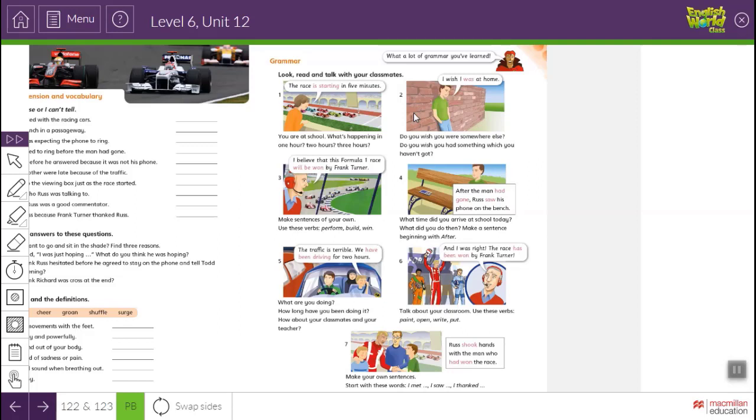Look, read, and talk with your classmates. In the first picture, the race is starting in 5 minutes. Here we are using present continuous, referring to the future. You are at school. What's happening in 1 hour, or 2 hours, or 3 hours? For example, you can say in 1 hour we are having a break. In 2 hours we are having English. In 3 hours we are going home.